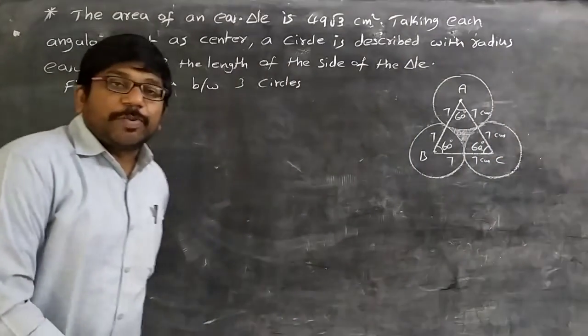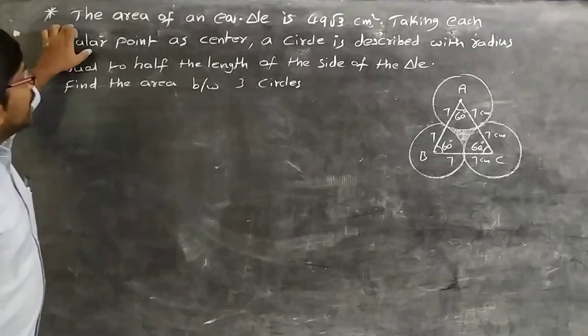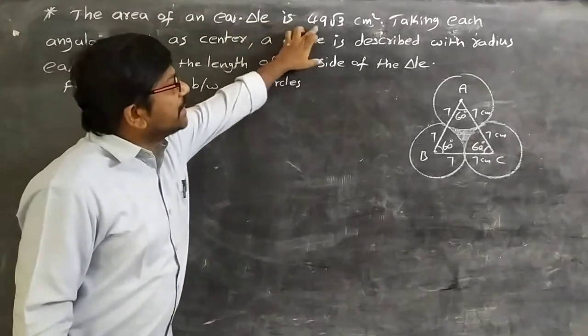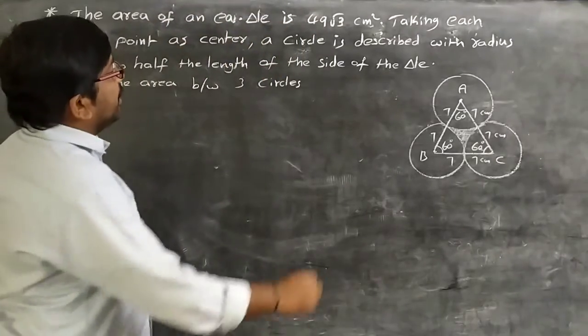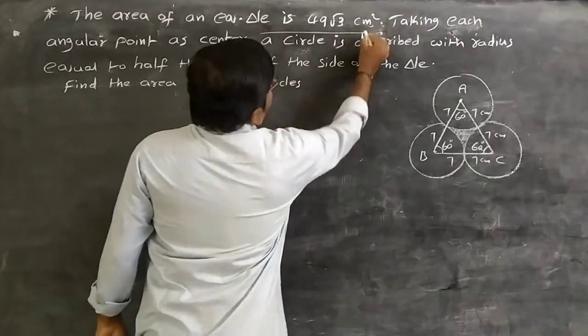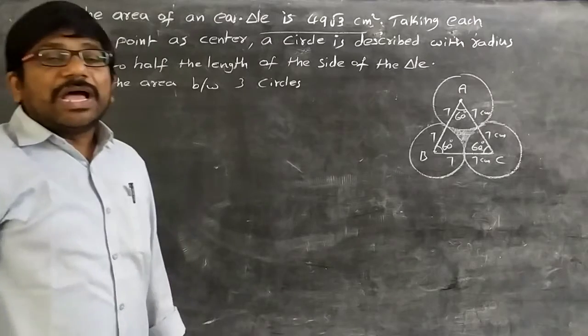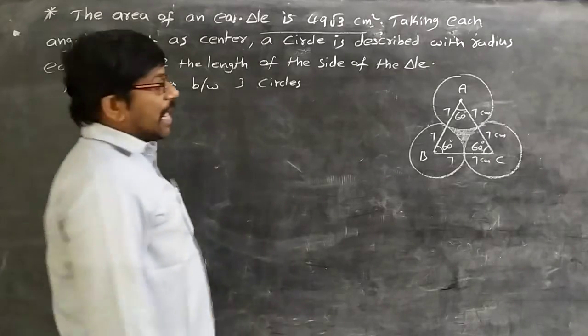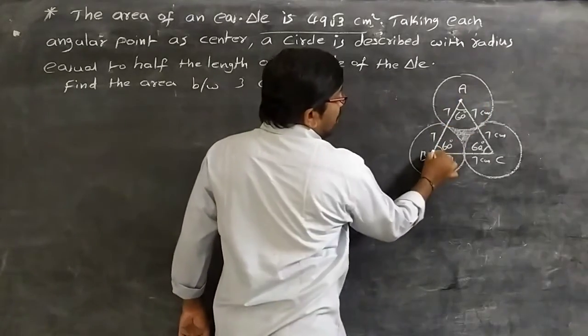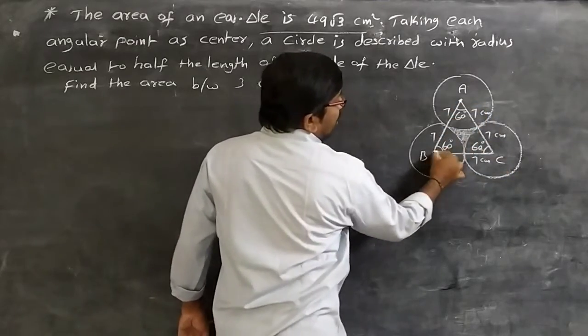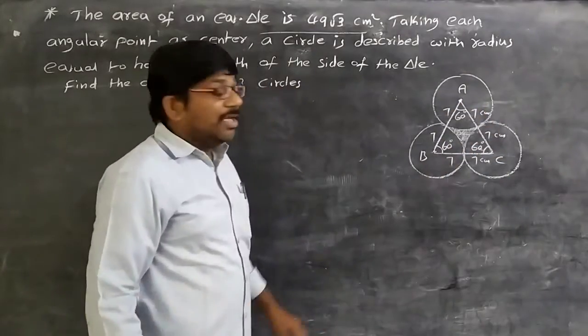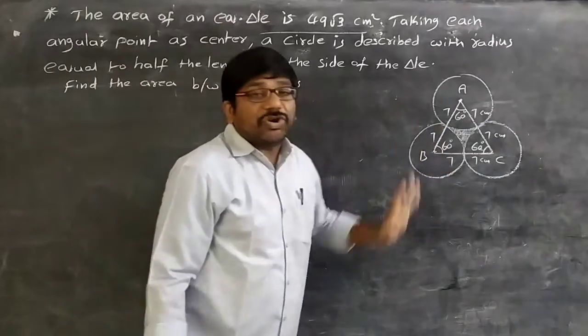Yes, go for next problem. The area of an equilateral triangle is 49 root 3 centimeters square. An equilateral triangle means all sides are equal and each angle is 60 degrees. Observe carefully. ABC is an equilateral triangle. This is the given area of the triangle, right?